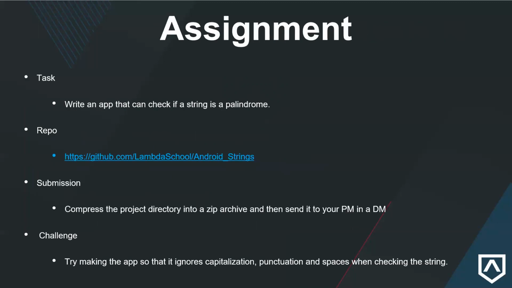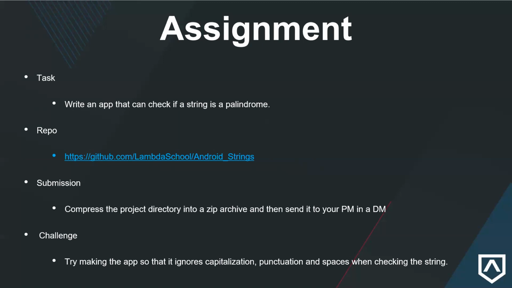So here's our assignment for today. We're going to be writing an app that can check to see if a string is a palindrome. A palindrome is a word that is spelled the same forward and backwards, something like level or madam or race car. Those are all spelled the same forward and backwards.